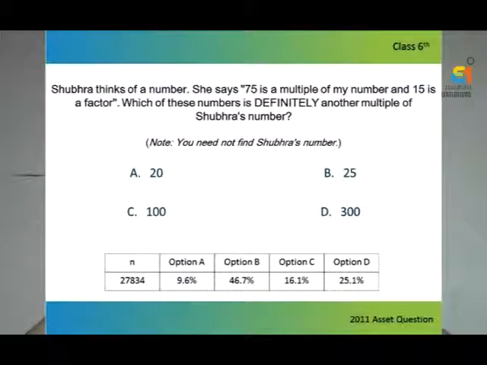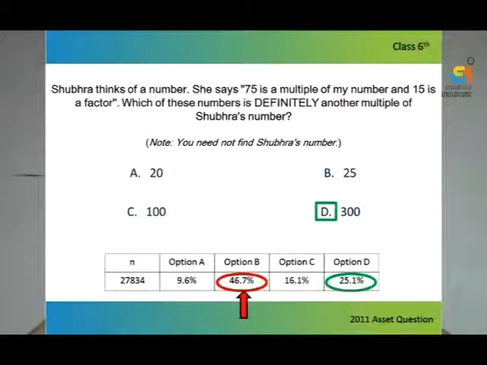The question is asking the students to identify another multiple of Shubhra's number. Now we know that one multiple is 75. Therefore, we can deduce that for another number to definitely be a multiple of Shubhra's number, it has to be a multiple of 75 itself. Hence, the correct answer is 300.